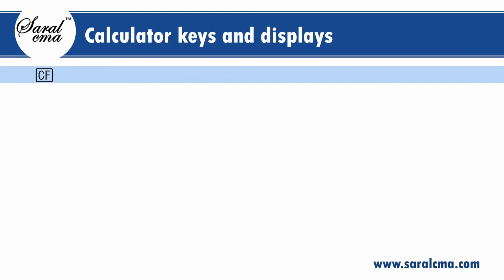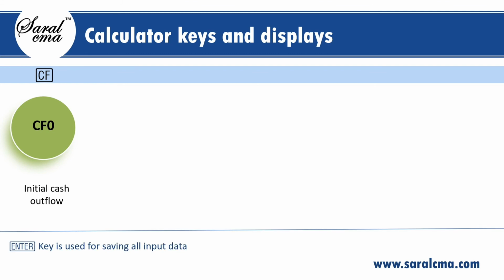The CF key is located on the second row from top in the calculator. When this key is pressed, one gets to see the letters CF0 in display. Here one needs to input initial cash outflow. Since it is outflow, the number that is input should be negative. For saving of data that is input into the calculator, enter key is used. Enter key is located on the top row of calculator.